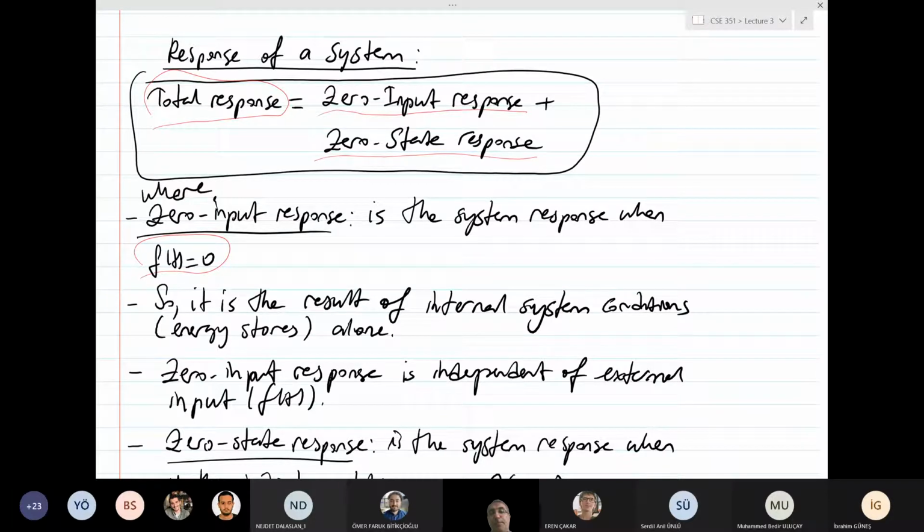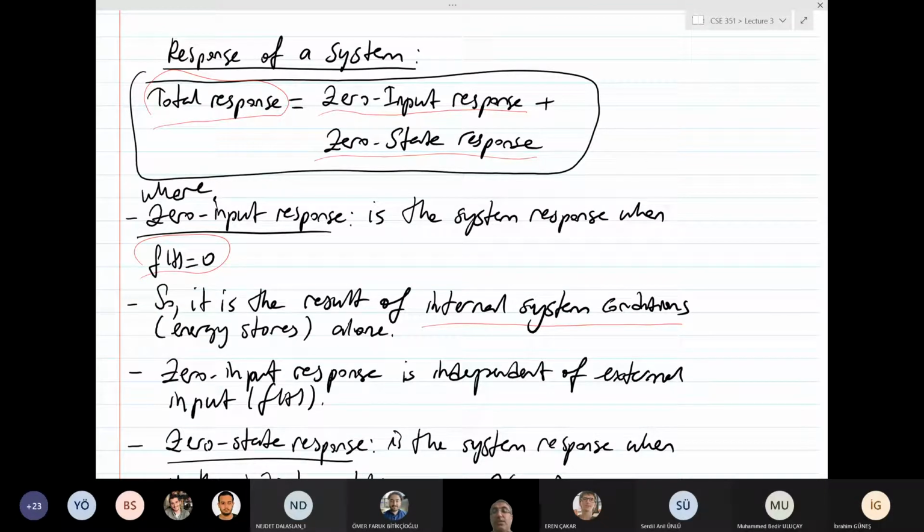So let's think a little bit in detail. When I apply my input as zero, then what am I observing at the output of the system? So the output is the result of internal system conditions. Because there's no other input, it is as if you are pushing the internal system condition to the output. In this case, we obtain the zero input response.